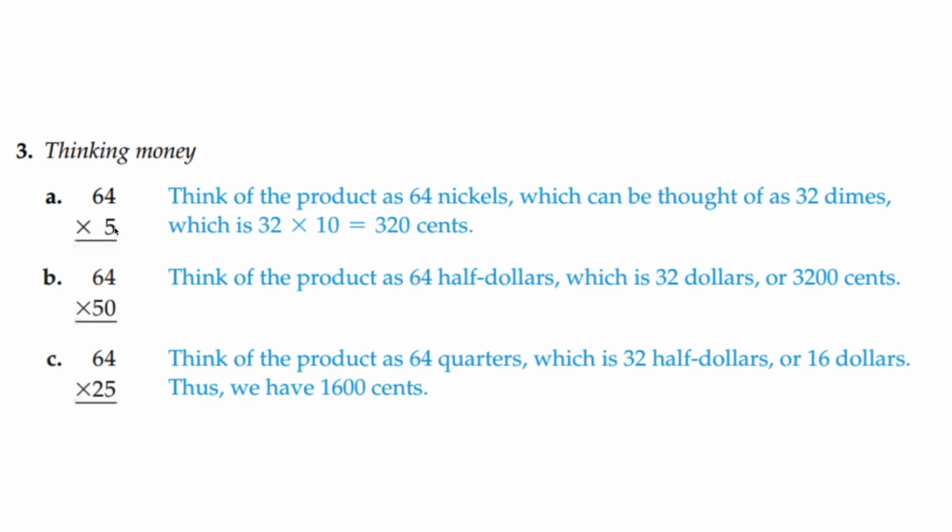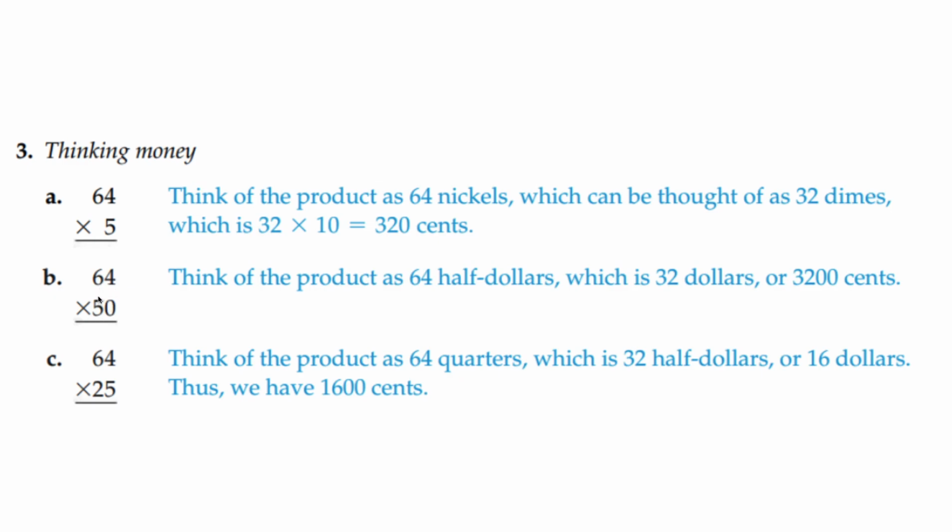Well, you can change 2 nickels into one dime, right? So this is the same as 32 dimes. 64 nickels is the same as 32 dimes, which is 320 cents. So this will be 320. Does it make sense? How about when you're multiplying 64 by 50?